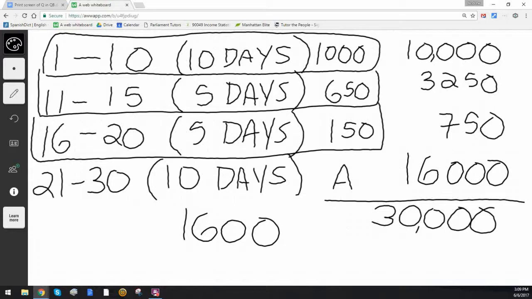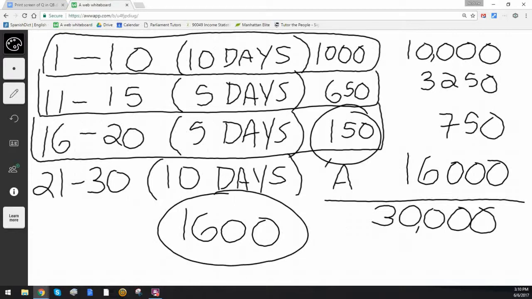this much, $1,600 in the account each day, which means that to get from 150 to here is 1,450, which is the correct answer. Okay?